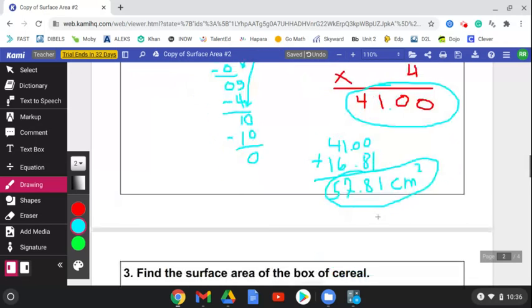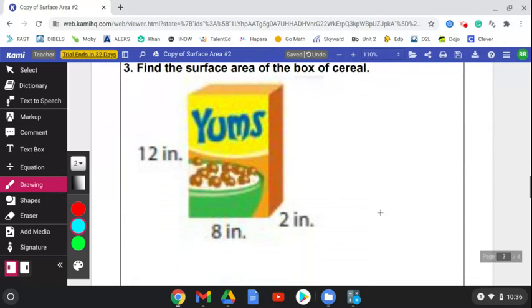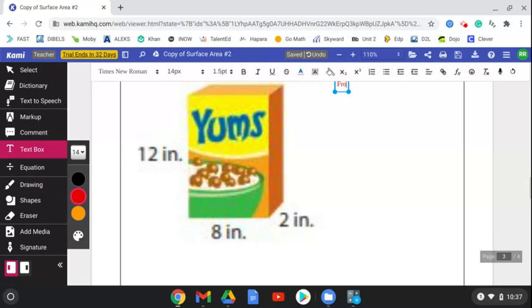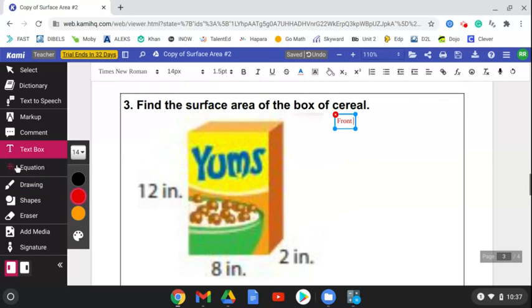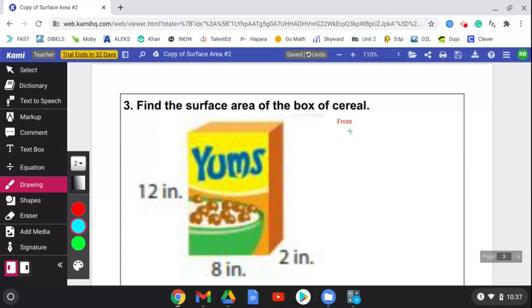So 57.81. Number 3, find the surface area of the box of cereal. Okay, now first let's find the front and the back. So the area of the front would be what? What's the area of this rectangle? It's an 8 by 12. And so I know, let me put front right here. The area of the front of the box would be 8 times 12. Okay, and that would be 96, right? Because of my fact fluency.